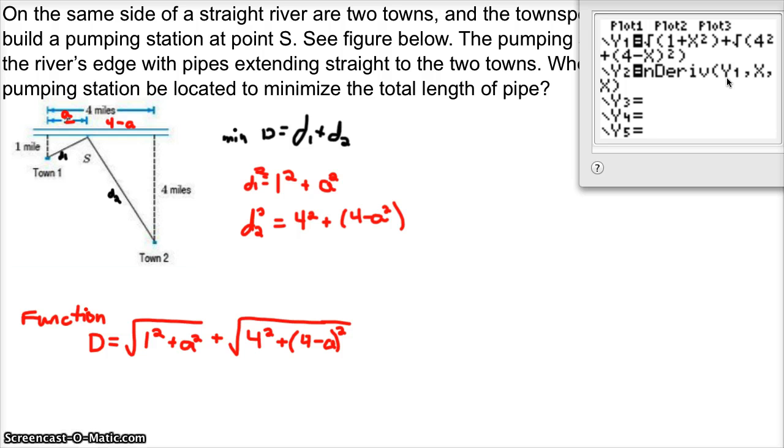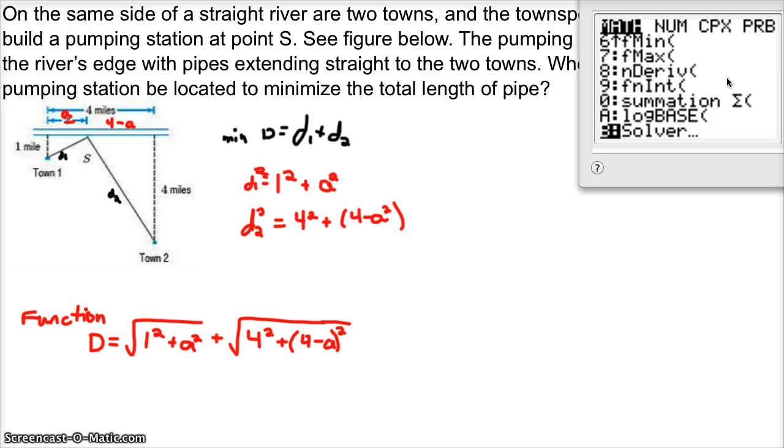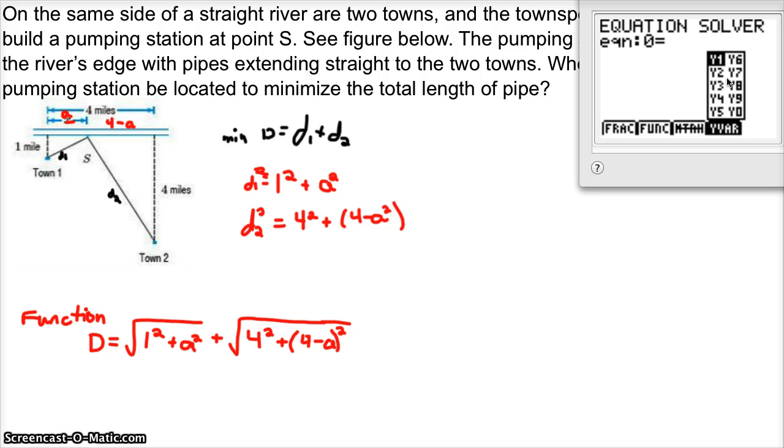Hit second quit, then hit the math button, and we're going to choose the solver that's at the bottom of the math menu. In the solver, I'm looking for when the derivative is equal to 0. So I need to press the up arrow button and clear that equation that's in there. Remember, I typed the derivative in Y2. So I'm going to hit alpha F4 and grab Y2. That's if you're on your 84.